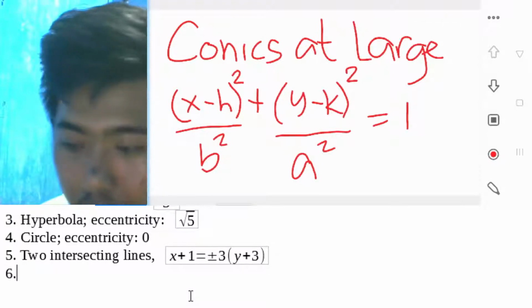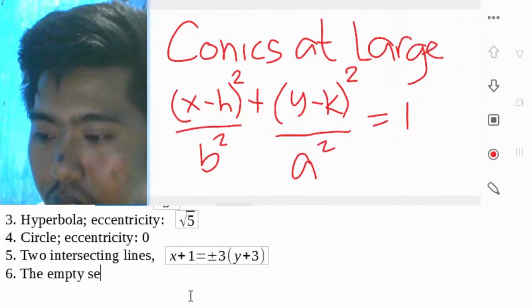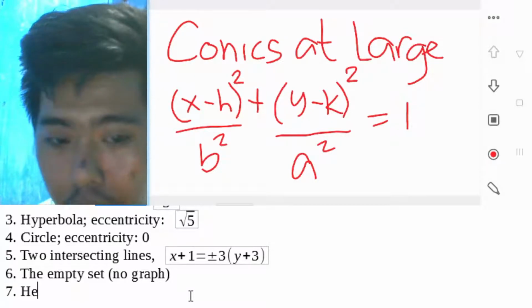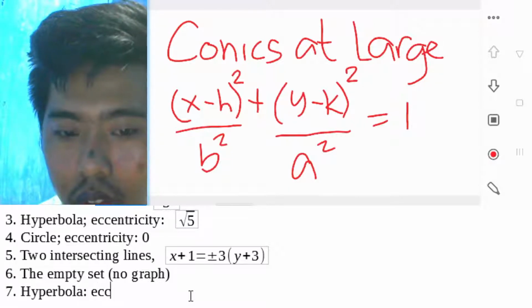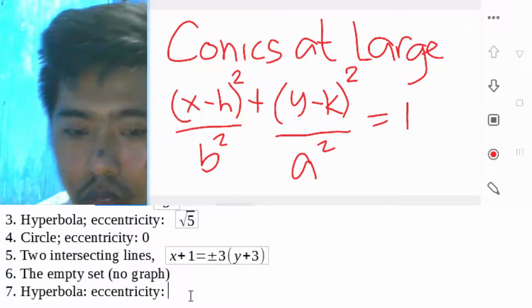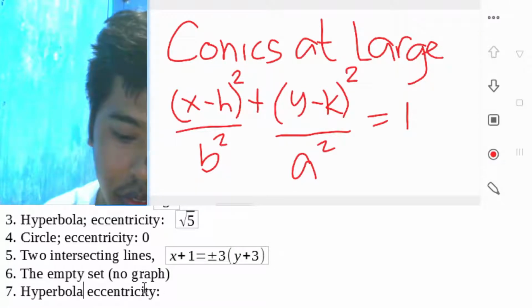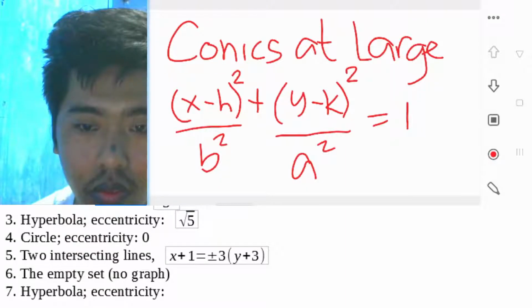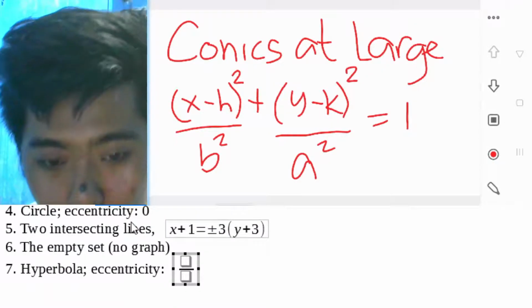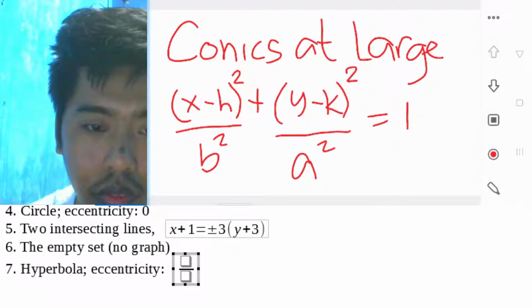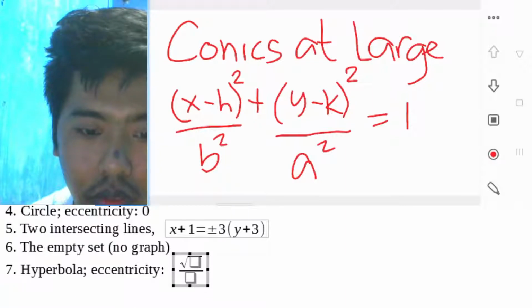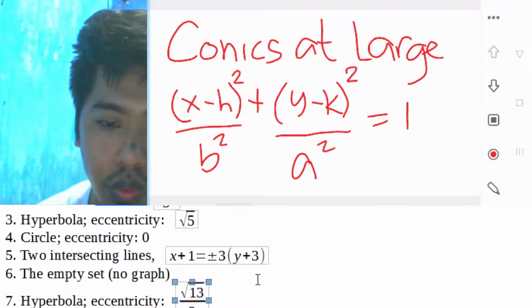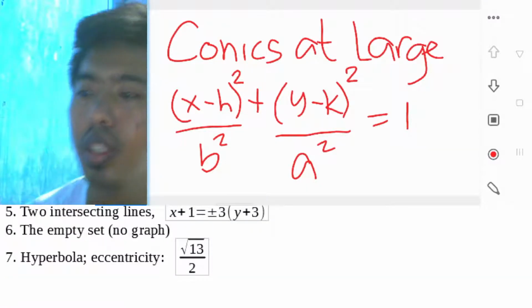Okay. Number 6, the empty set, no graph. And number 7, hyperbola, eccentricity. Okay, this is a hyperbola, then the eccentricity is square root of 13 over 2. Okay, that's hyperbola. Next, number 8.